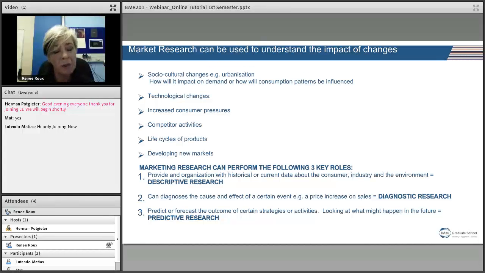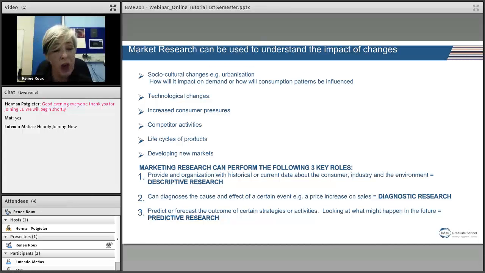Also, increased consumer pressure. Consumers, as they get exposed to more and more information, become more and more clever, and they have a better understanding of their demands. What can they ask? What can they expect? Etc. And therefore, they will put a lot more pressure on businesses. Here, research can also help you understand what kind of pressure you can start expecting from consumers. How are they changing in terms of their increased levels of knowledge and the impact that has on their behavior? Then there are competitors. They do stuff.